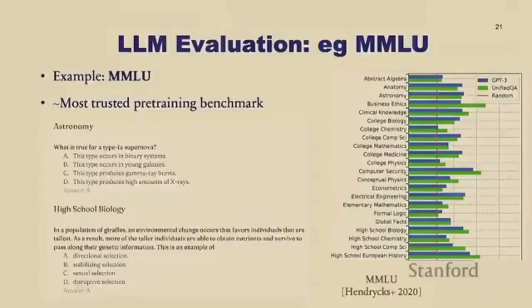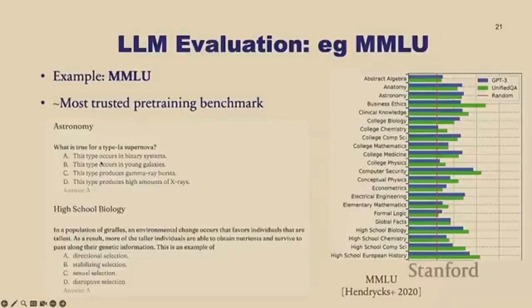To give you a specific example, MMLU is probably the most common academic benchmark for LLMs. It is just a collection of many questions and answers in many domains, for example college medicine, college physics, astronomy, and these types of topics. The questions are things like, in astronomy, what is true for type 1a supernova? Then you give four different potential answers, and you just ask the model which one is more likely.